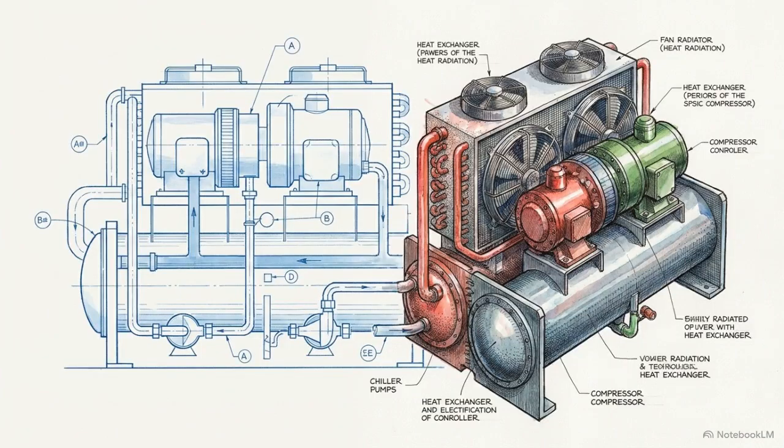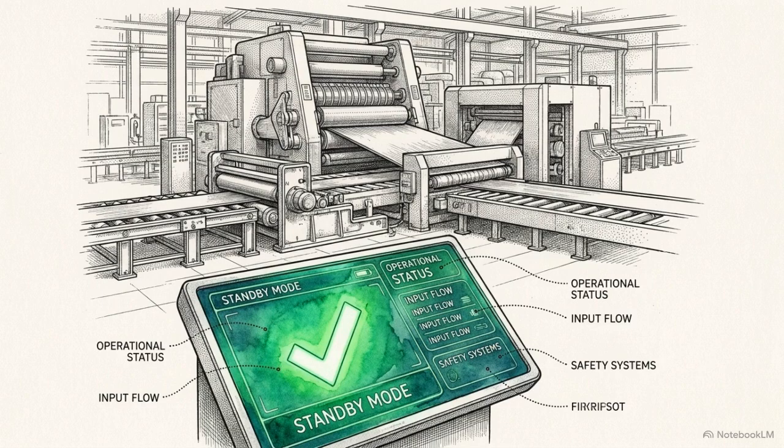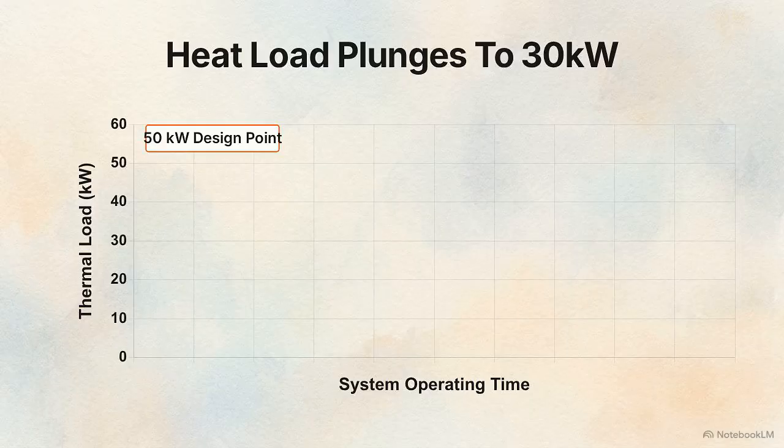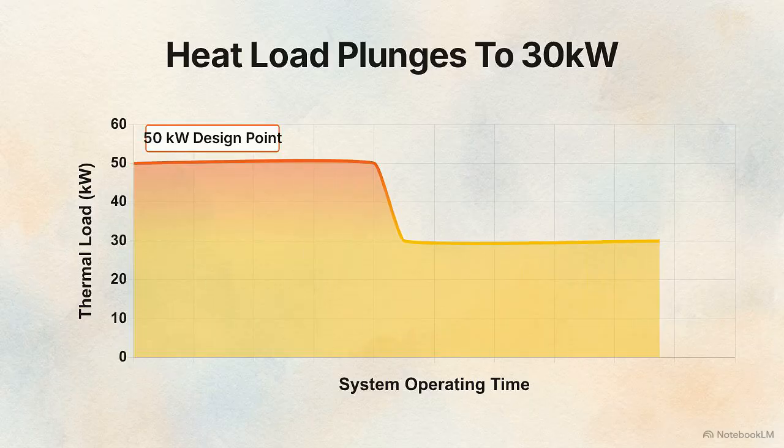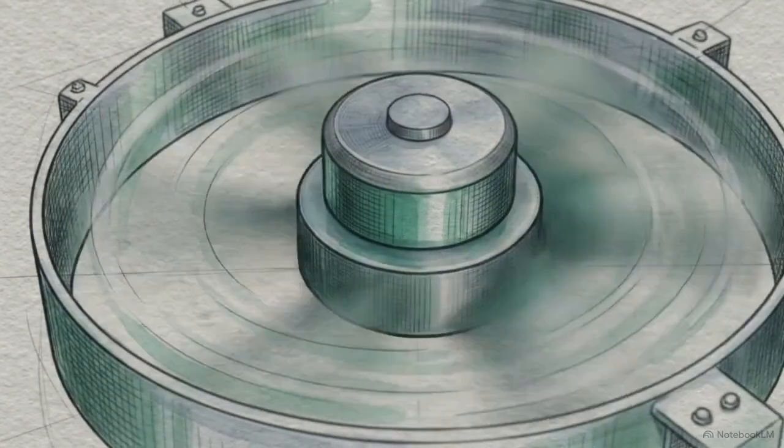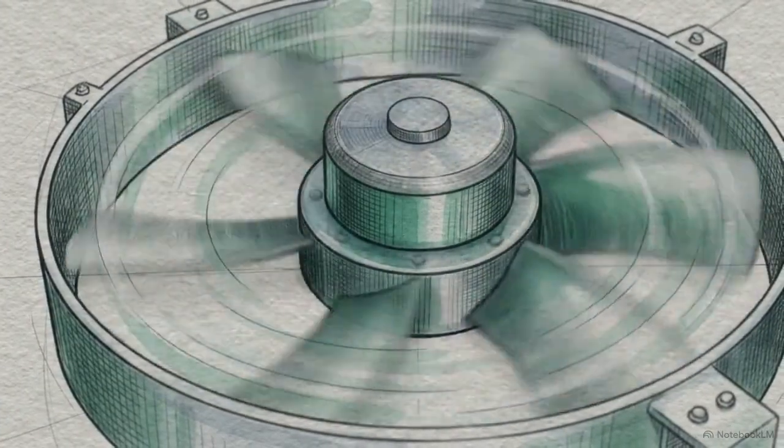Up to this point, we have evaluated a static blueprint. Now let's put the thermal machine in motion. Imagine a sudden systemic shock. The industrial equipment finishes a processing cycle, and its generated heat load abruptly drops from 50 kilowatts down to 30 kilowatts. The system's central controller registers the temperature drop instantly.